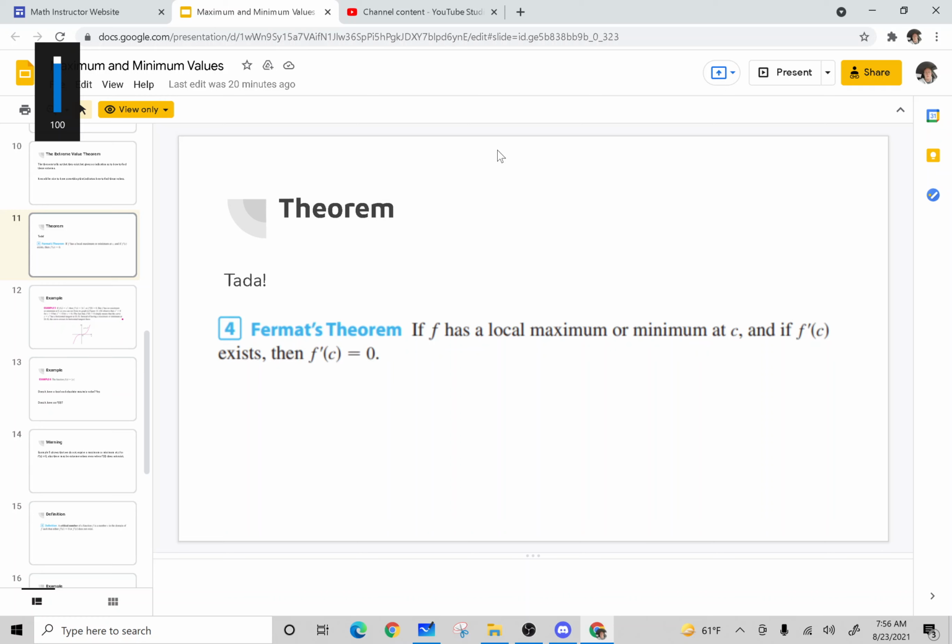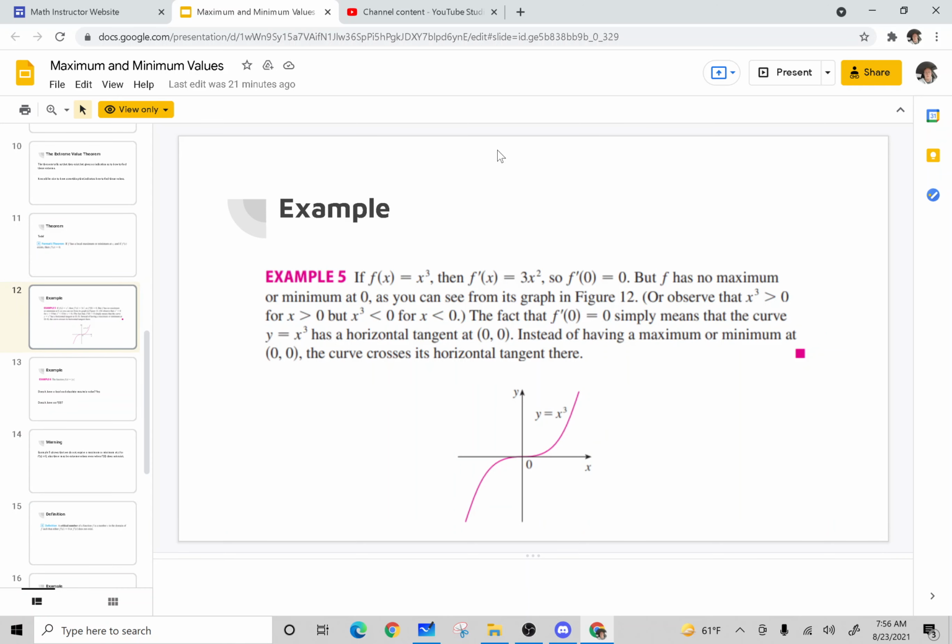Moving on, we have Fermat's theorem, and this gives us a mathematical approach to finding these maximums and minimums. It says that if f has a local maximum or minimum at c, and if f prime of c exists, then f prime of c is equal to 0. Let's see that in action. If f of x is equal to x to the third, then f prime of x is equal to 3x squared, and so f prime of 0 is equal to 0.